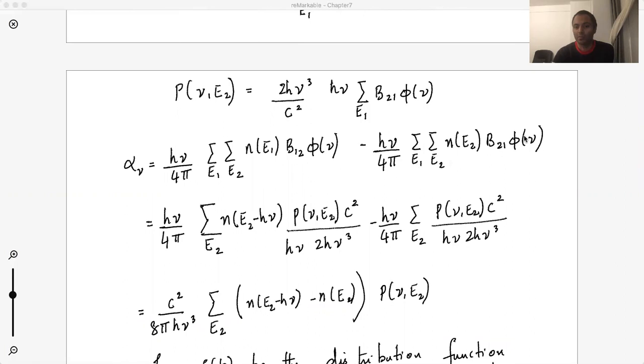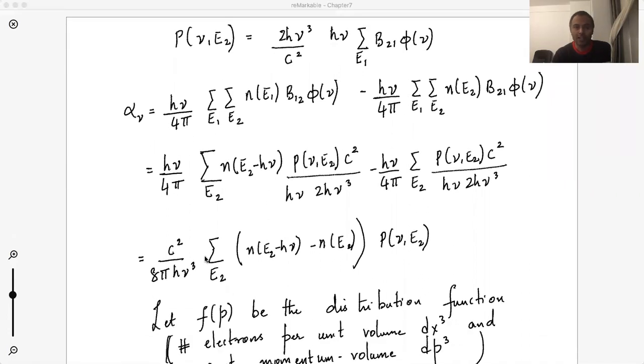I'm just going to use the profile function, the fact that this is like a delta function, and it's going to only pick out emission at frequency nu, right? And so again, I use this expression here to get rid of the summation over E1. Okay, so I get this basically.